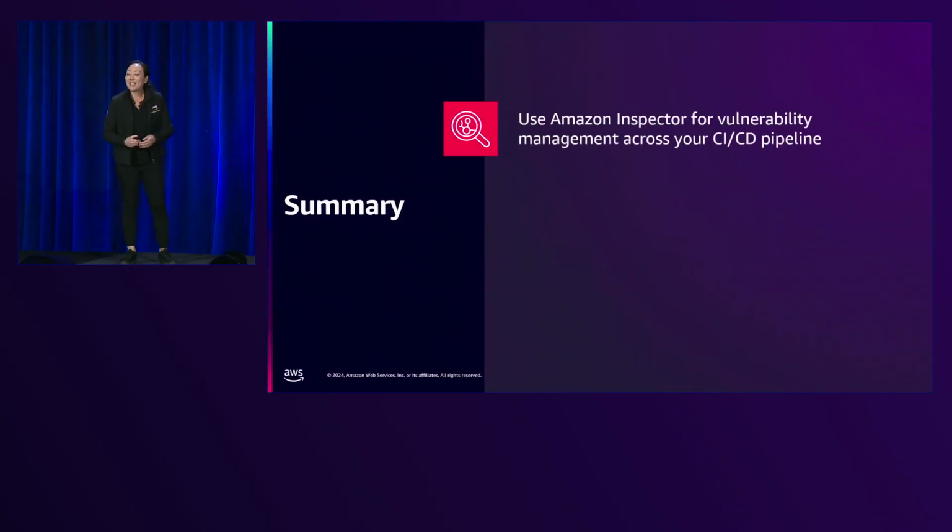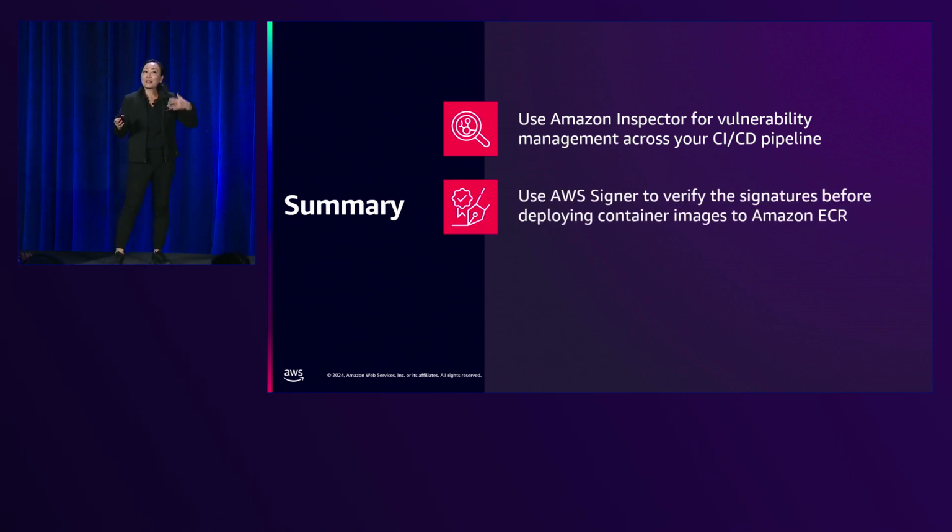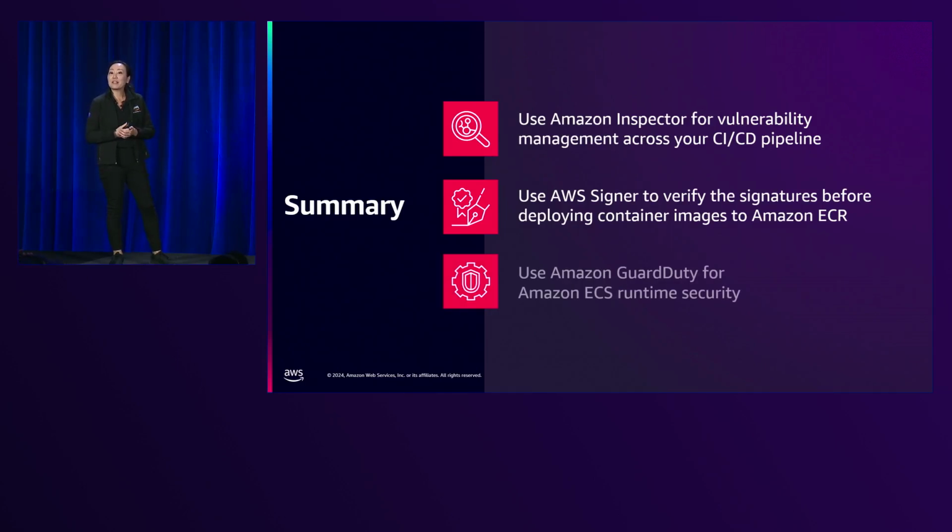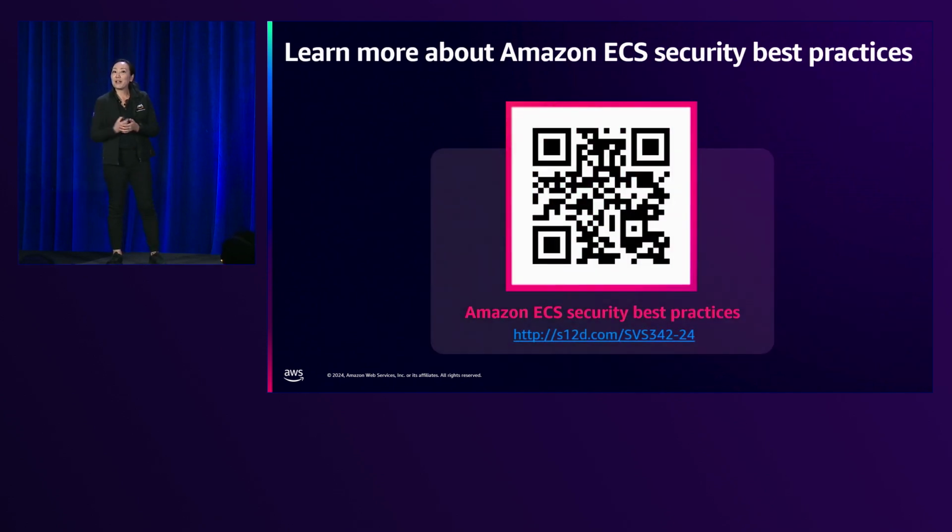All right, so in summary, you can use Amazon Inspector to scale out your vulnerability management using your CI/CD pipeline. You can use AWS Signer to know that your container image comes from a trusted source and has not been tampered with. And last but not least, you can use Amazon GuardDuty so you can scale out your runtime security across your ECS workloads. So where do you go to learn more about ECS best practices?